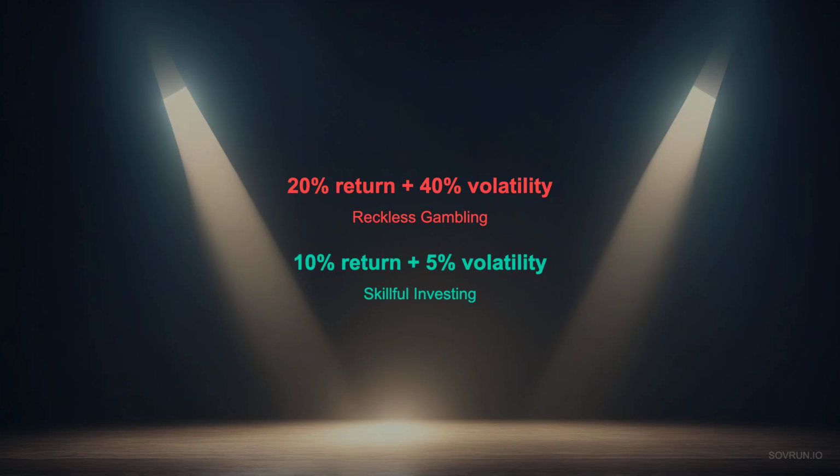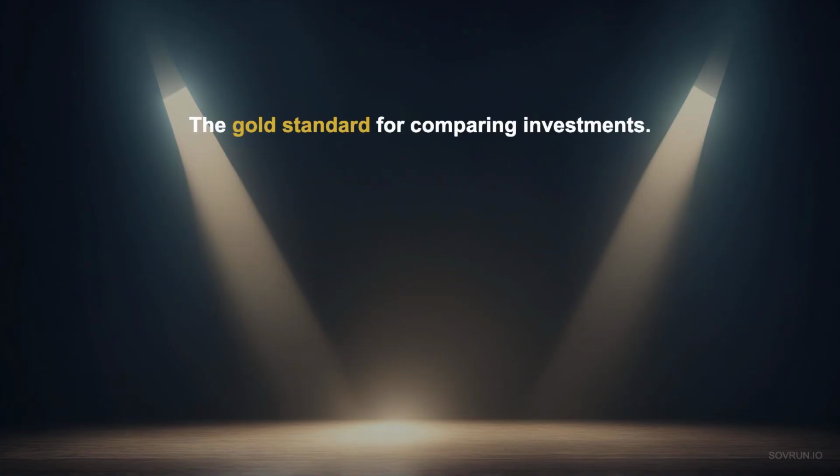Here's the thing. Returns alone are meaningless without context. A 20% return with 40% volatility, that's reckless gambling. A 10% return with 5% volatility, that's skillful investing. The Sharpe ratio separates luck from skill. It's the gold standard for comparing any two investments fairly.